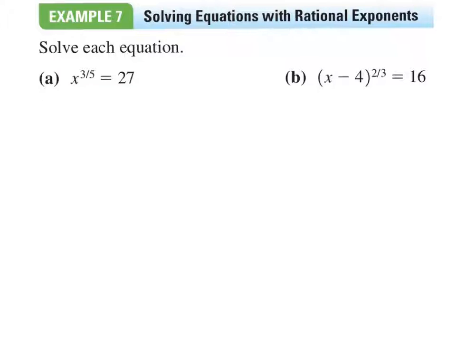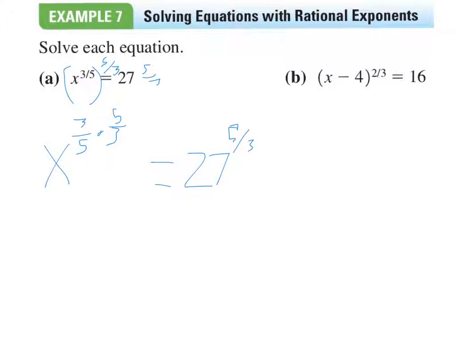For part A, x raised to the 3/5 is equal to 27. So, since we're raising x to the 3/5, we can start off by raising it to the 5/3 power. Raise both sides to the 5/3 power, because on the left-hand side, since you have x to the 3/5 raised again to the 5/3, you can multiply the exponents. Since you have a power to a power, you just multiply the exponents. That equals 27 raised to the 5/3. The 3's cancel out, the 5's cancel out, so you just have x to the first, or just x, equals 27 raised to the 5/3.